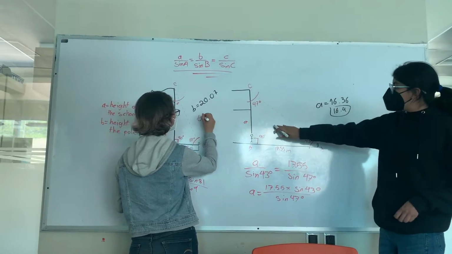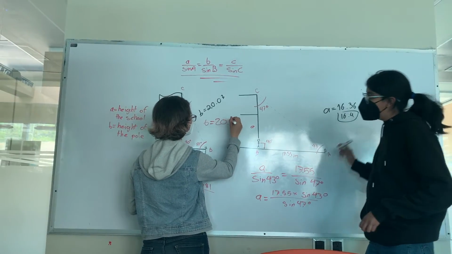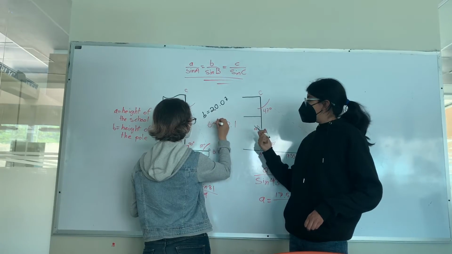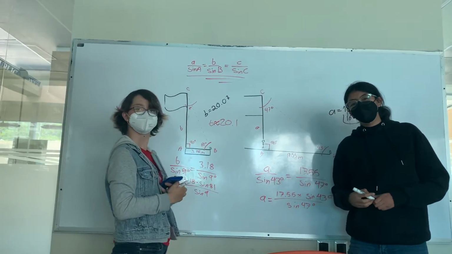The height of the campus is 16.4 and the height of the pole is 20.9. Thank you, Daniel. After finishing the project, we were able to apply what we had seen in class in a more everyday aspect. We were able to calculate the height of the main building and of the flagpole by using only a few applications and some calculations.